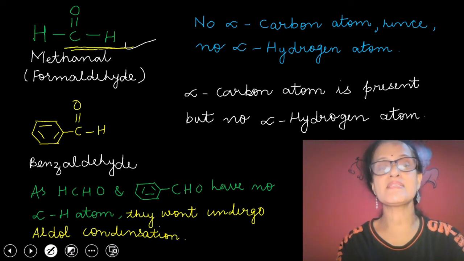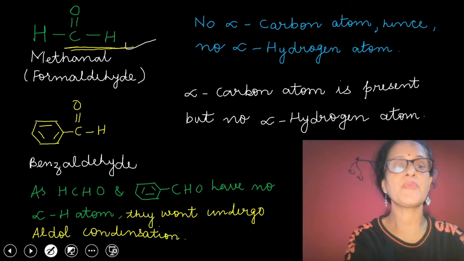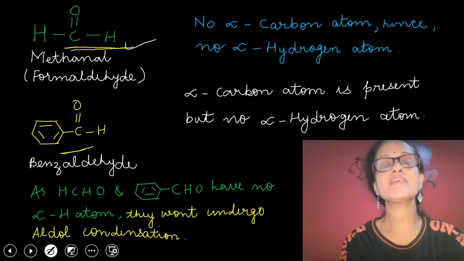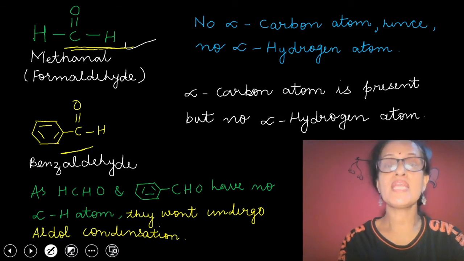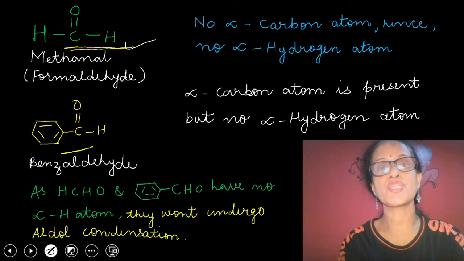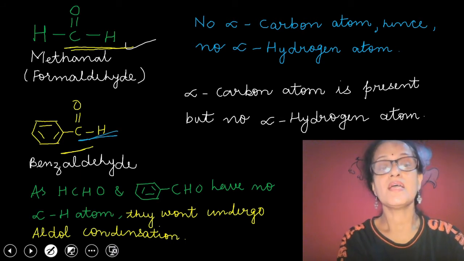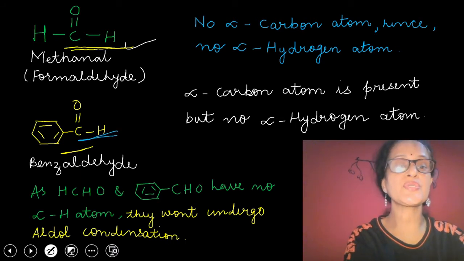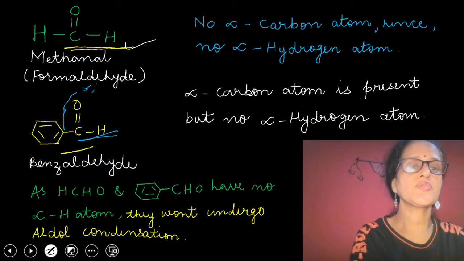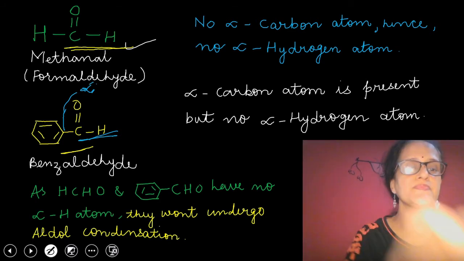Students, the formula of benzaldehyde is C6H5CHO. So you can see here that it consists of a benzene ring having a CHO group. So now again we will check whether benzaldehyde undergoes aldol condensation reaction or not. For that we have to check whether it has an alpha hydrogen atom or not. So you can see here CHO is the functional group and the carbon atom which is attached to the functional group is called the alpha carbon atom. So this is the alpha carbon atom.